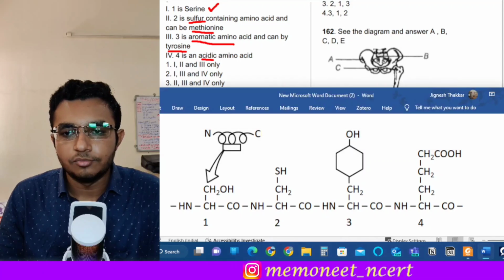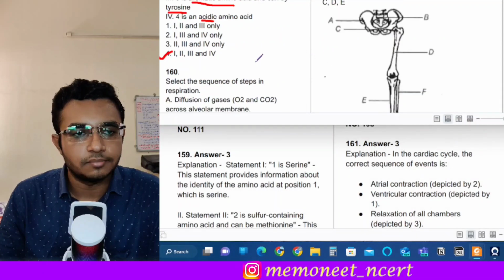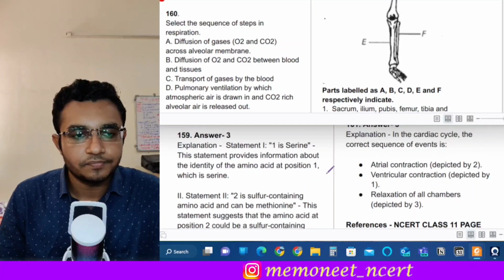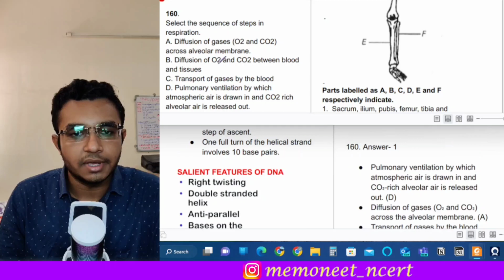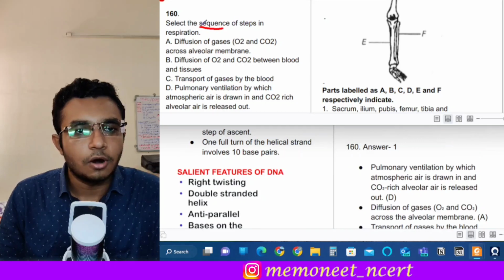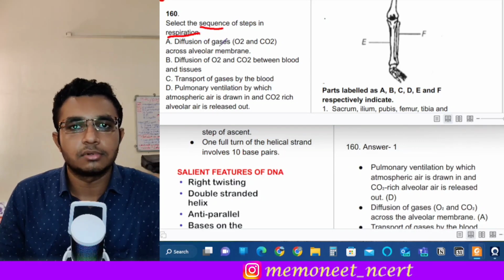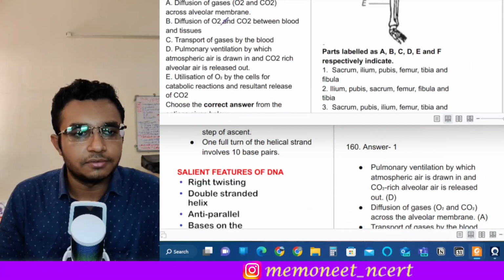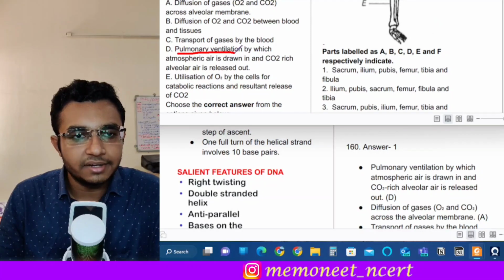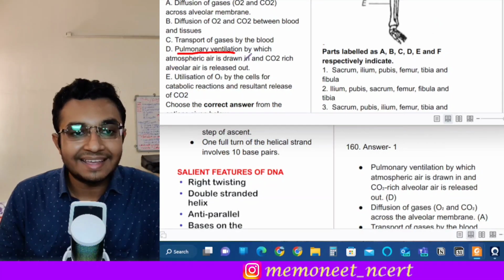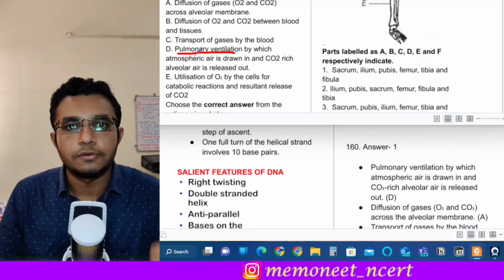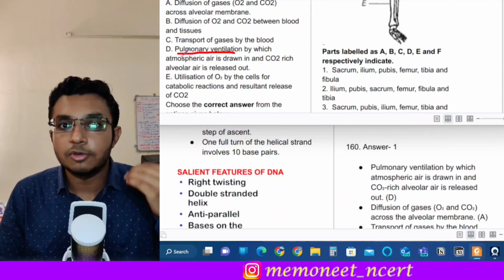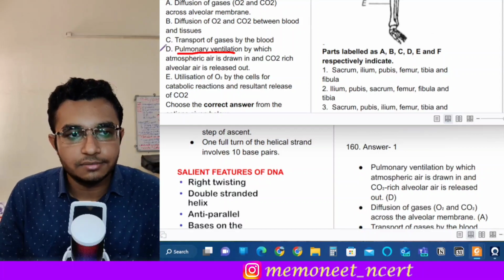Then moving on to the next question, that is question number 160. And it states that select the correct sequence. We have to select the correct sequence of steps in the respiration process. So here the first will be which process? First of all, there will be pulmonary ventilation by which the atmospheric air is drawn in and CO2 rich alveolar air is released out, right? So first of all, there will be breathing, that is pulmonary ventilation. So this will be the first one.